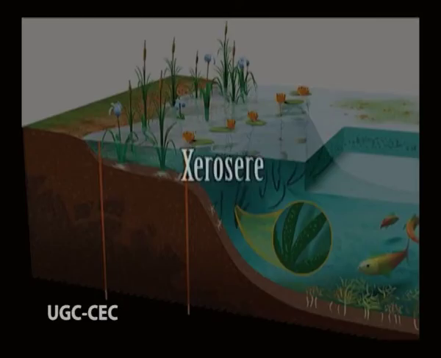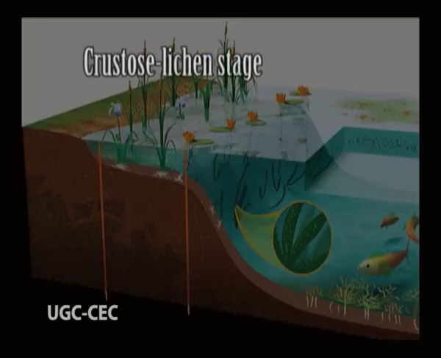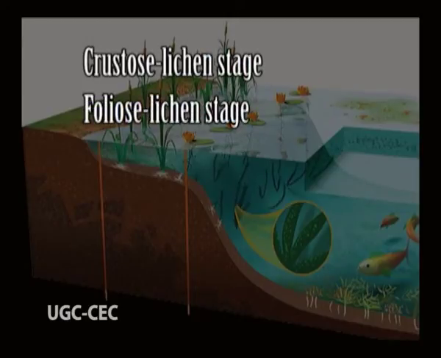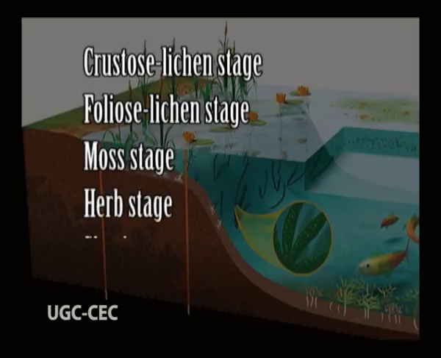Another example of ecological succession is xerosere, which involves the following stages: crustose-lichen stage followed by foliose-lichen stage, then moss stage, followed by herb stage, followed by shrub stage and finally the climax, that is the forest stage.